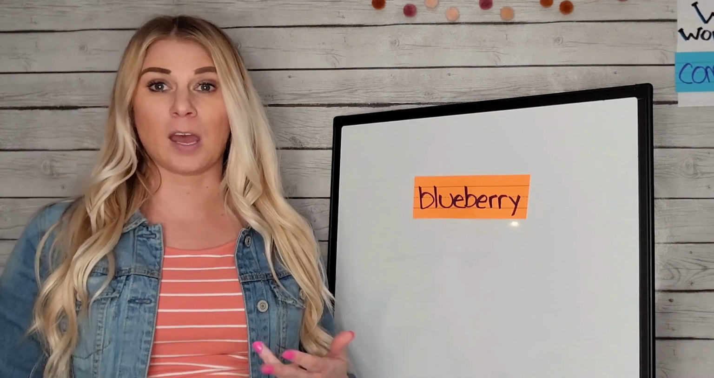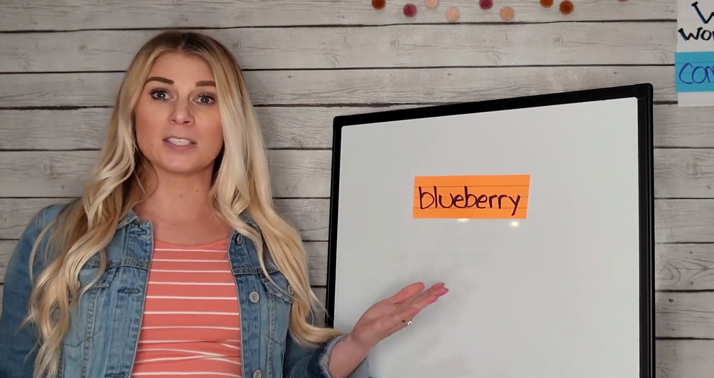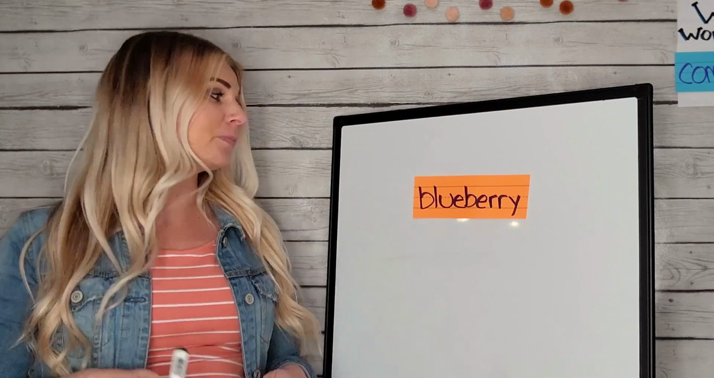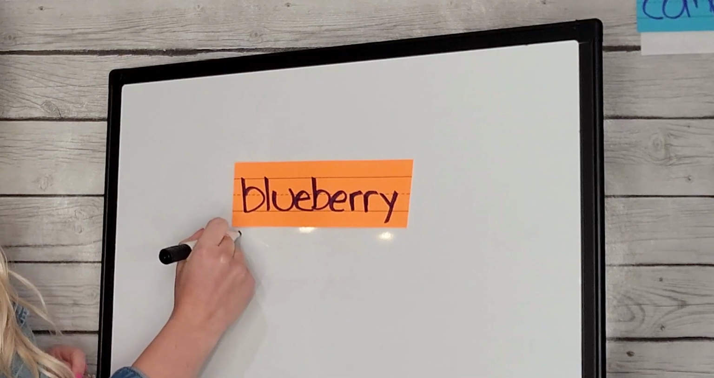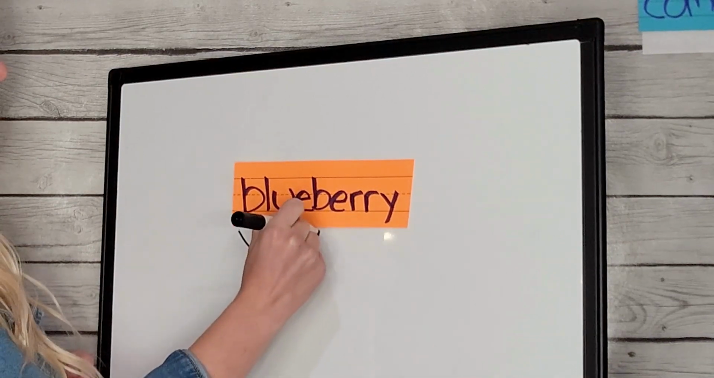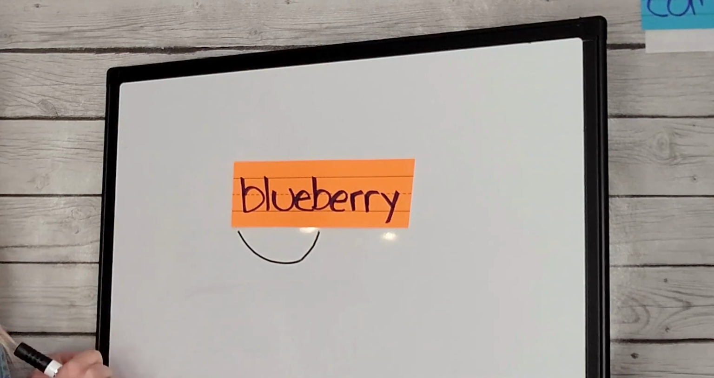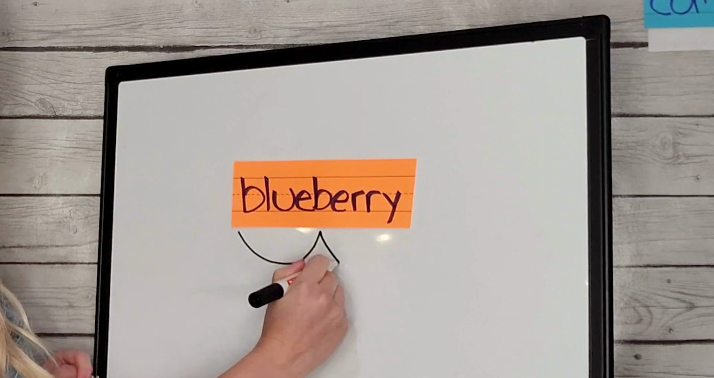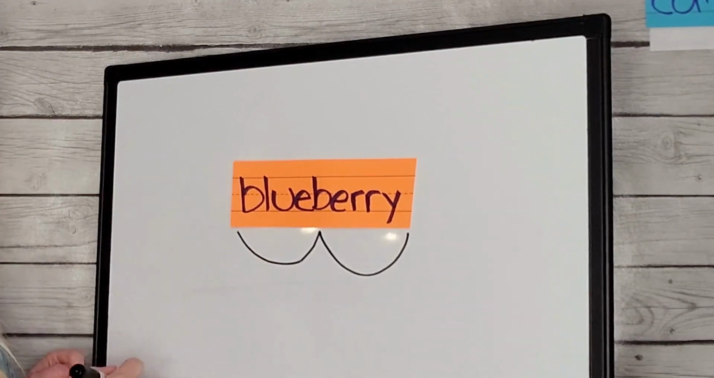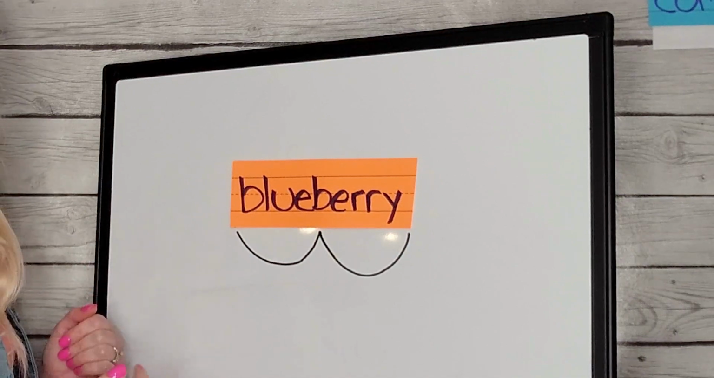To help us read compound words, we can loop and swoop each word part to help us put them together. In order to do this, I'm going to slide until I see the end of my first word. The end of my first word that I see is blue. So there's my first loop. The second word I see is berry. So I'm going to make my second loop here. Now I'm going to slide both of these words together to read my compound word.